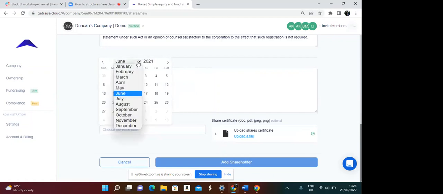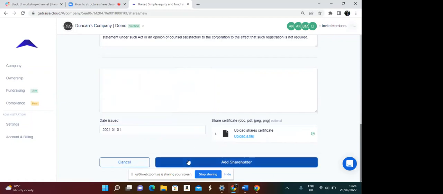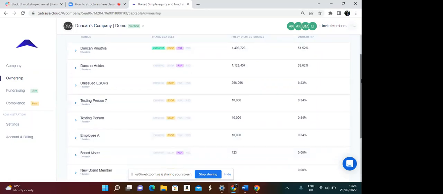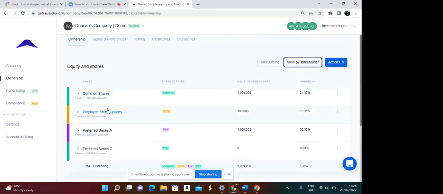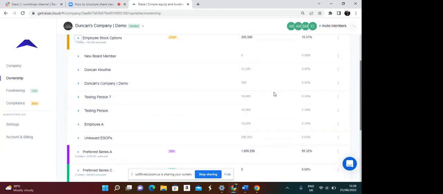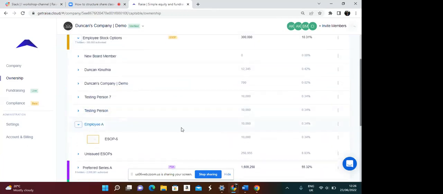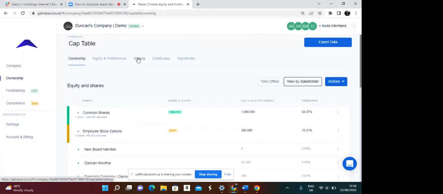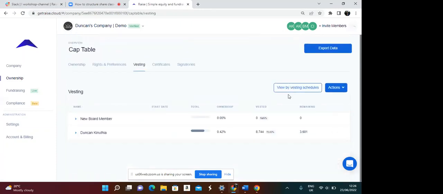And the company issued the shares to them on January 1st, 2021. So we've successfully added the shareholder. Now let's view them under the class and see what we've added. And here they are: employee A, 10,000 shares. So let's now go ahead and create the vesting schedule.